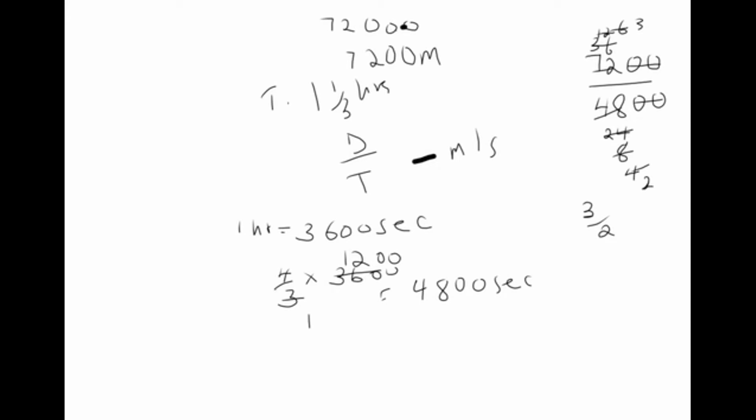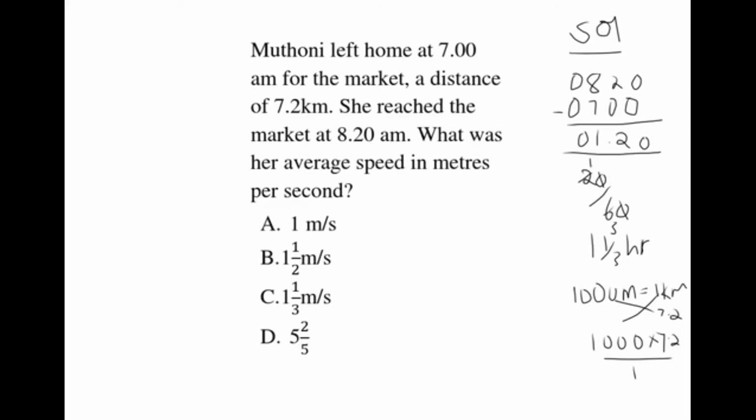Then this 3 over 2, 2 times 1, because of 2, 1. So we have 1 and 1 over 2 meters per second. Therefore, our correct answer is choice B, 1.5 meters per second.